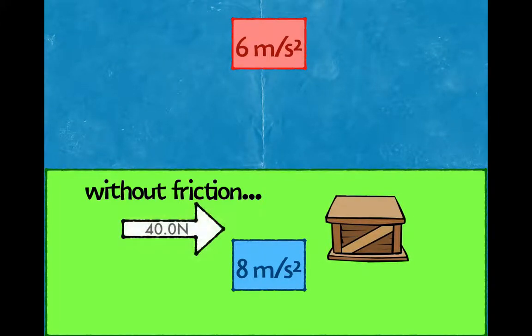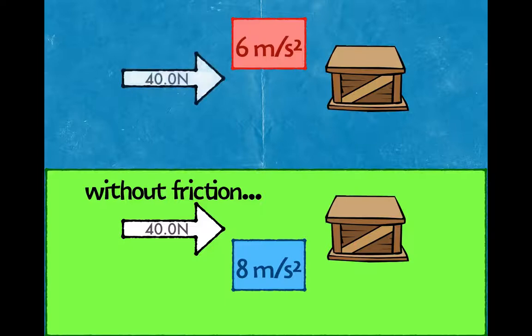So as I look at both problems and how they worked out, I have the top illustrating the acceleration of the crate with friction, and then at the bottom I have the acceleration of the crate at 8 meters per second squared without friction. So as you can see, without the opposing friction, I have 2 meters per second squared more in acceleration.